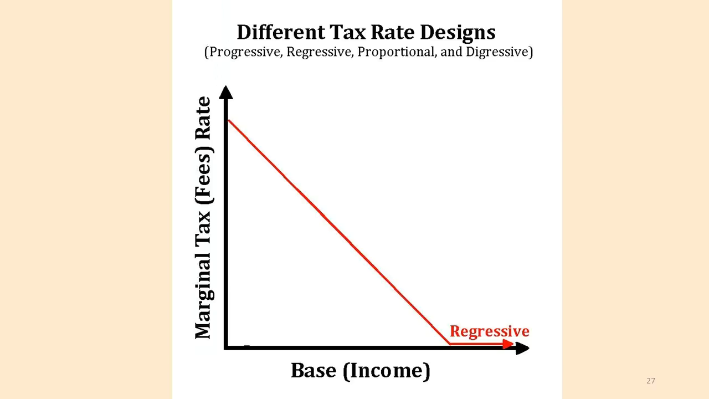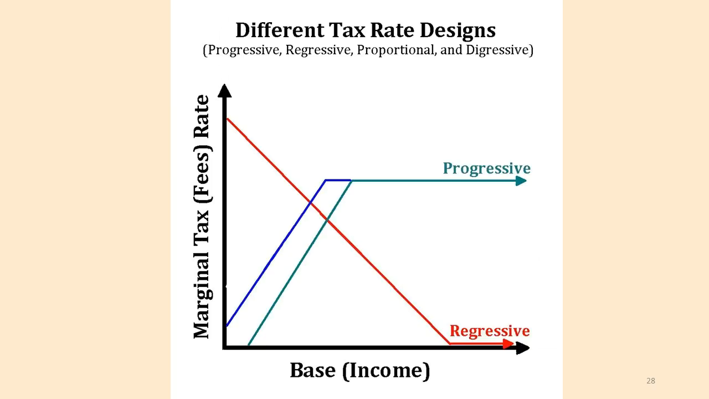Let's compare that to the progressive tax. And as we can see, a progressive tax starts with a low percentage for low-income people, and it climbs to some point, depending on how much income you have, and then after you reach this certain point, maybe it is $1 million each year, the tax does not increase anymore.